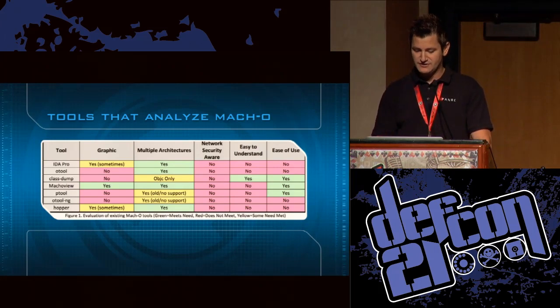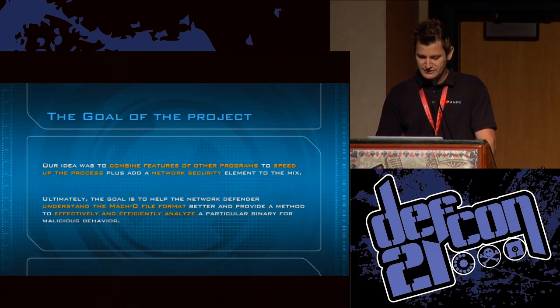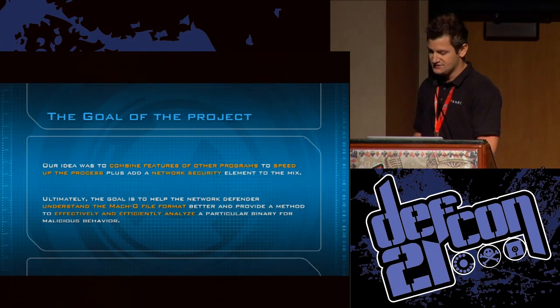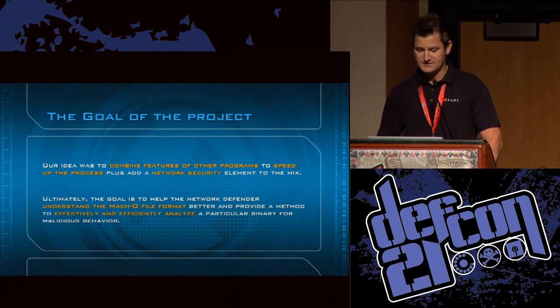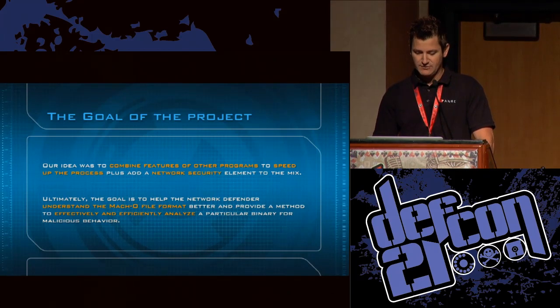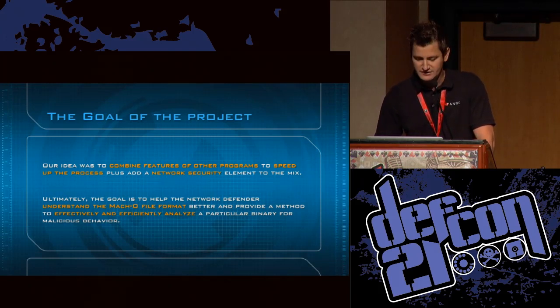However, there are 5 categories right here, and with MacoViz, I tried to get a yes check mark in all of them. That's making it graphical, having multiple architectures, making it network security aware, easy to understand, and very easy to use. So the goal of the project is to combine the features of all those programs and speed up the process, plus add this network security element to the mix. Ultimately, the goal is to help the network defender understand the Mach-O file format better and provide an effective and efficient way to analyze a particular binary for malicious behavior.